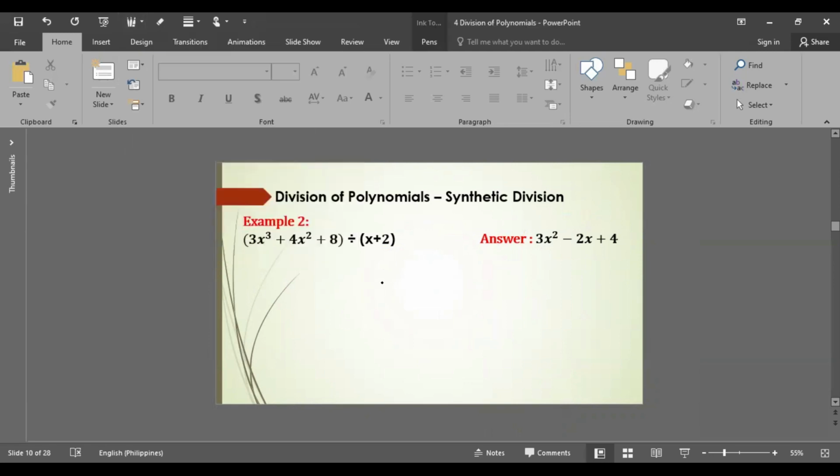Again, consider only the numerical coefficients of each of the terms of p of x. We have 3, we have 4, 8 na ba yung sunod? Hindi, kasi, class, sabi ko nga, dapat kumpleto yung terms ng p of x. So, kanina, kinumpleto na natin siya. Ginawa nating 3x cubed plus 4x squared plus 0x raised to 1, then plus 8. So dapat ito yung numerical coefficients na ilalagay nyo dito sa synthetic division. So we have 3, 4, 0, and 8. Pag hindi nyo kinonsider, class, yung numerical coefficient ng nawawalang term sa p of x, mali yung makukuha nyong sagot. Okay?